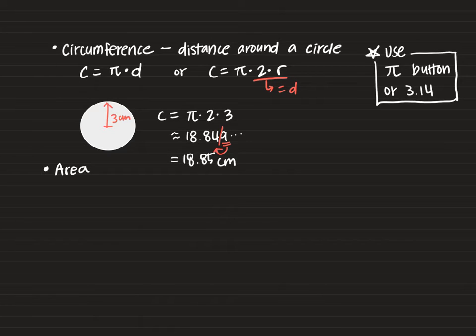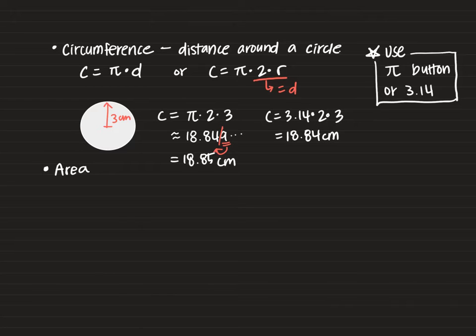Now if you're using 3.14 for your calculation, you're going to end up with 18.84, so you just leave it as that. You don't have any more to worry about. But like I said, it is important that you indicate which numbers you're using, because as you can see, some numbers are going to be the same, some numbers are going to be different. So it helps me to understand which number you're using.